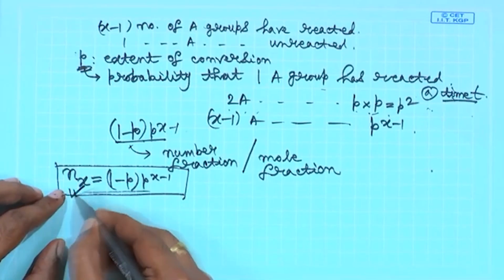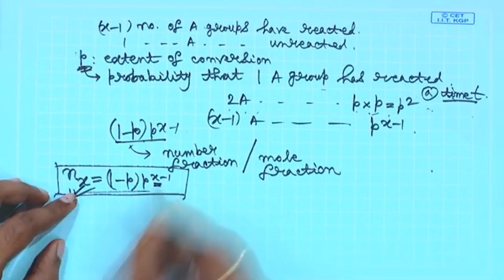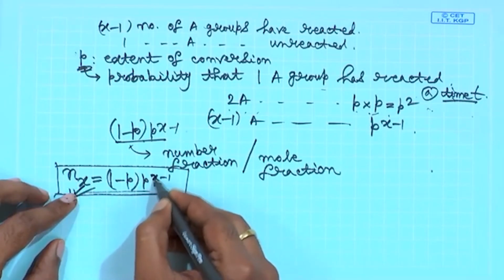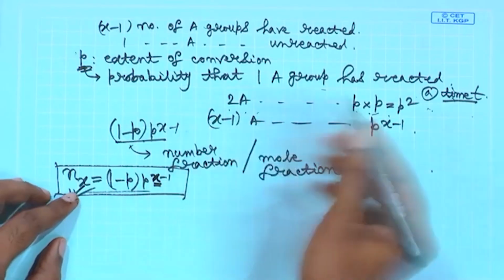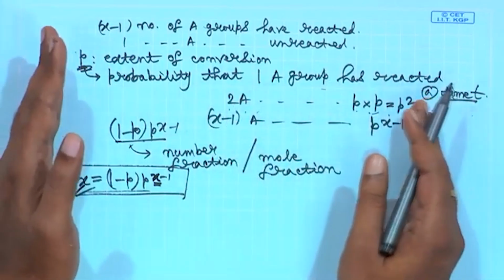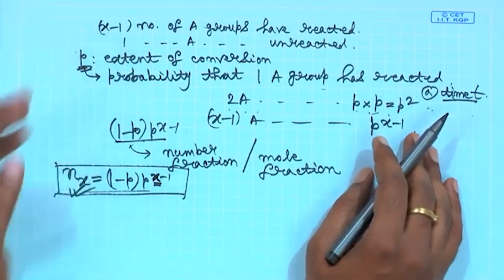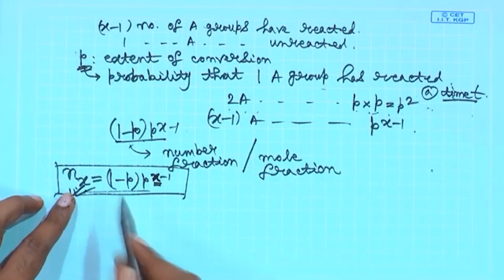So, this is something that gives you the variation of the number fraction with respect to x, which is the degree of polymerization, because an x-mer has x structural units. So, if you have a polymer with x-mer, that is having a degree of polymerization of x. So, small n_x is the number fraction distribution.